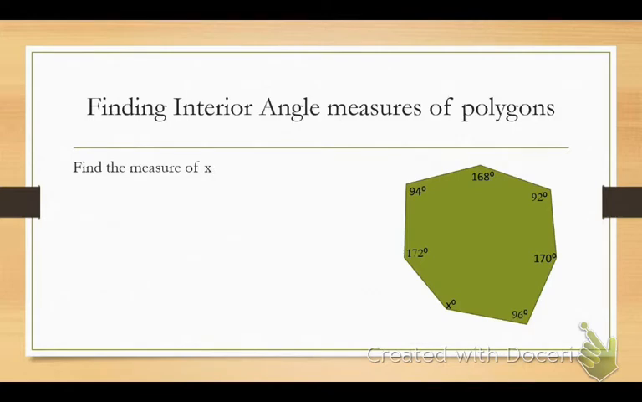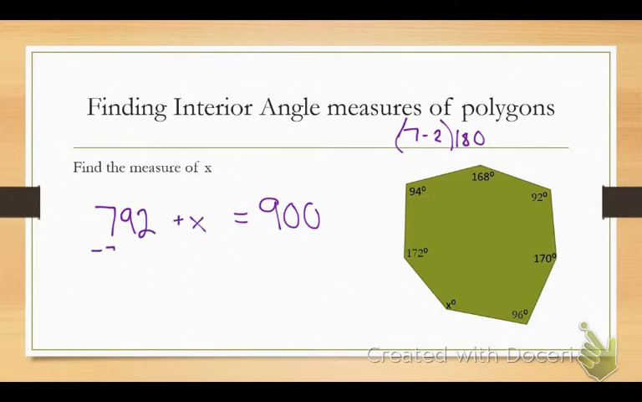Okay, how many sides does this figure have? 7. Did anybody remember the sum? 900 is the sum. Now, if you didn't remember that, you could use your formula 7 minus 2 times 180 to get 900. When you add all the interior angles together, you get 792. Subtract it from 900. X equals 108.